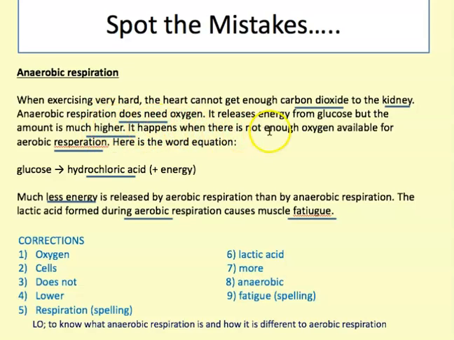It happens when there is not enough oxygen available for aerobic respiration. So that one's a spelling mistake. Here is the word equation. So that would be glucose makes lactic acid plus energy. Number 7, much more energy is released by aerobic respiration than by anaerobic respiration. The lactic acid formed during anaerobic respiration causes muscle fatigue. And that again is a spelling mistake. Okay, now remember fatigue means tiredness, so extreme tiredness, and your muscles can't carry on if they're too fatigued.